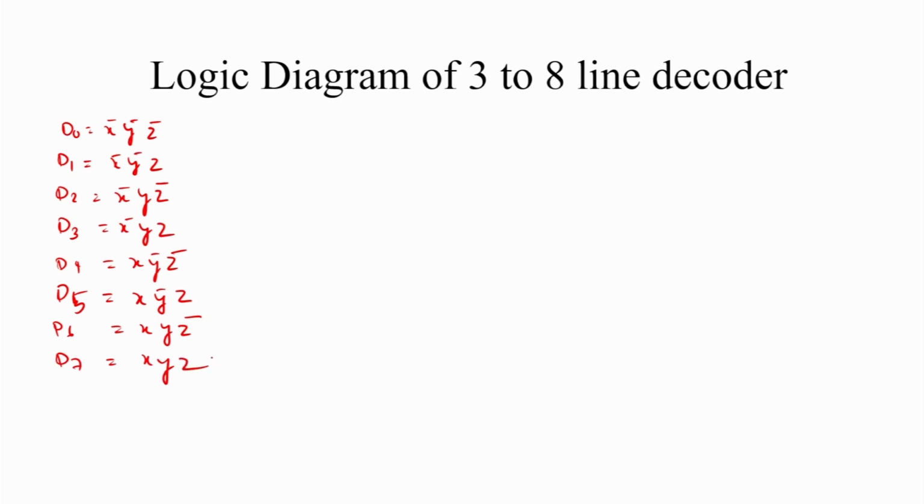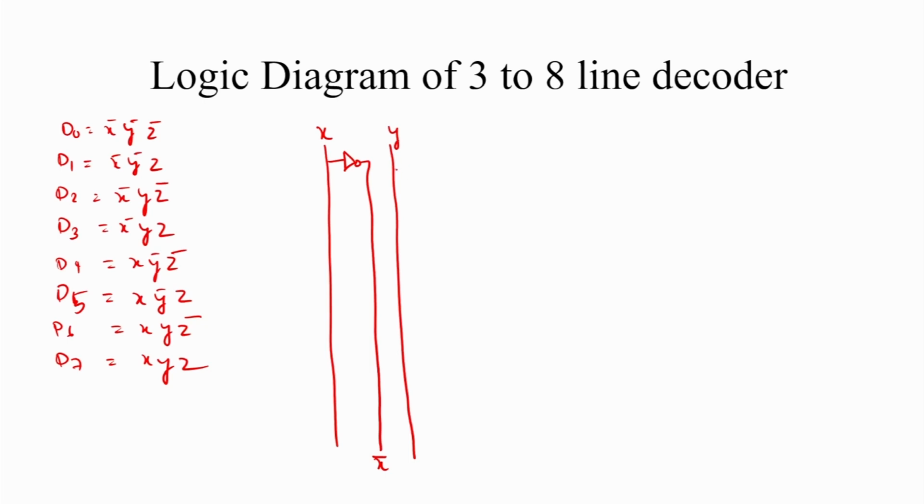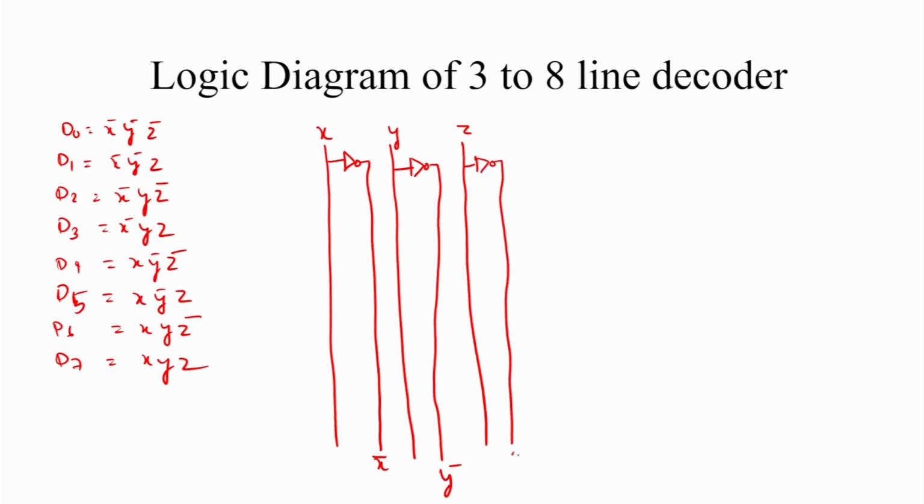Now we design the logic diagram here. This is x, and this is x complement, which is nothing but x complement. Similarly, y, we connect it by a NOT gate, and this represents y complement. Similarly, this is z, and when we connect it by using a NOT gate, this represents z complement.